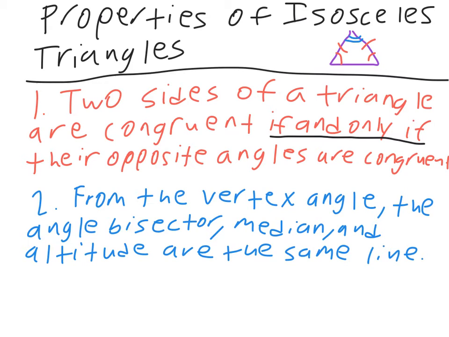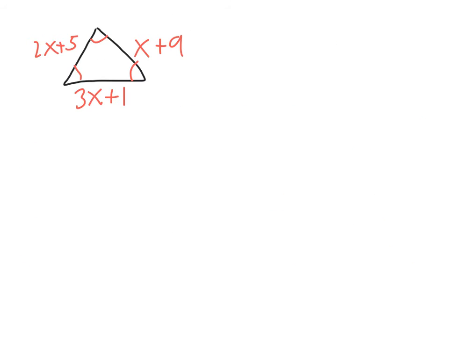So if I were to draw an angle bisector from that angle, then it would also be a median and altitude, and so on. If I drew a median, it would be the other two, and so on. So very similar to the equilateral properties, but very specific. So the angle bisector, median, and altitude being the same line is only from the vertex angle, not the other two angles. Alright, now let's look at some examples.